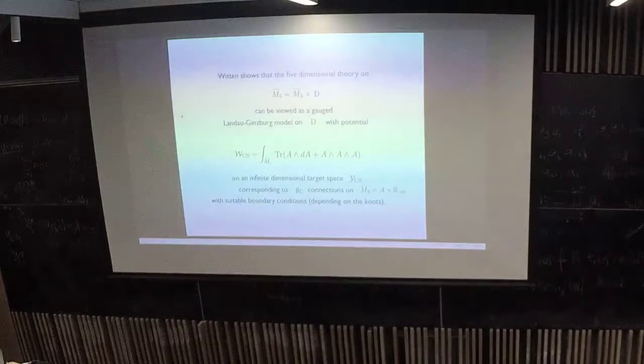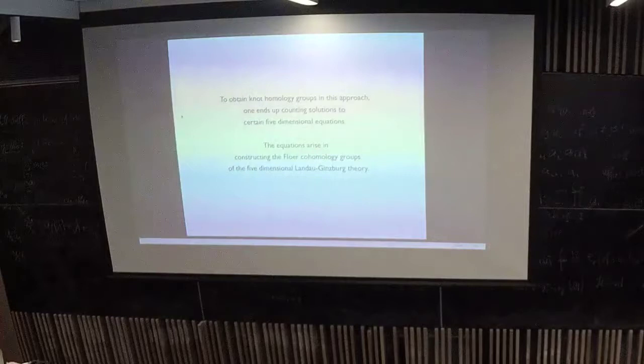Okay, so this is just to end up to get homology groups in this approach. You would basically construct Floer cohomology groups based on this Landau-Ginzburg theory on an infinite-dimensional target space. So all three different constructions describe the same physics, just from different perspectives. So, thank you.